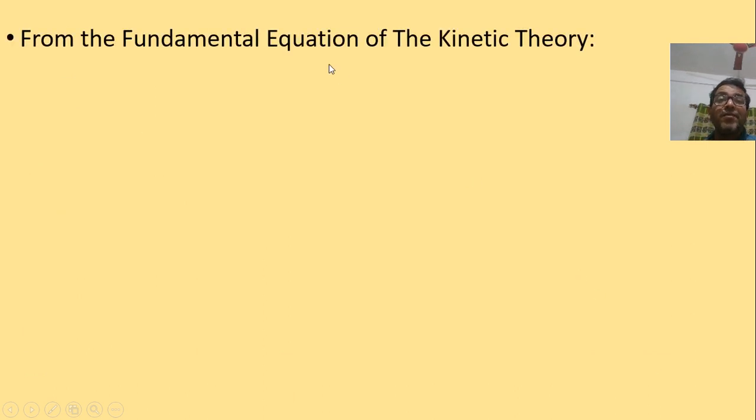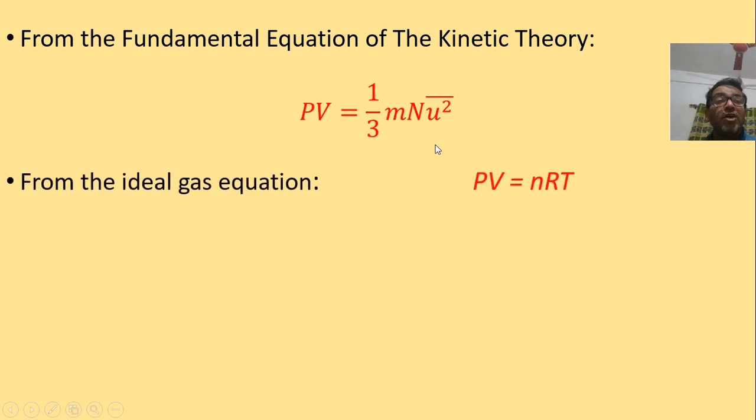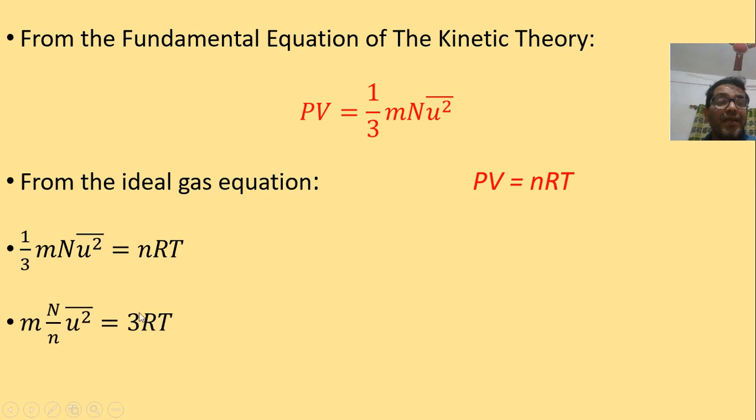From the fundamental equation of kinetic theory, we can write PV is equal to 1/3 m N u square, which we already achieved. And from the ideal gas equation, PV is equal to nRT, which we already proved in the previous slide. So we can replace PV and write 1/3 m N u square is equal to nRT. Here capital N is the number of molecules in this particular gas system, not in the molar sense. When we say molar sense, it is small n.